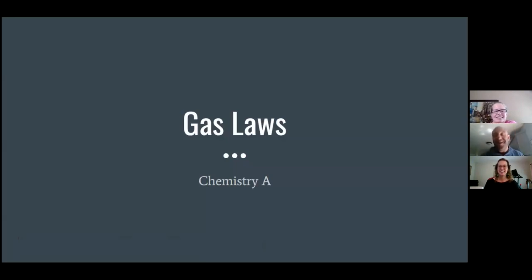Today, we're going to step away from nuclear. I know we've been doing that for the last couple of weeks, and we're going to head into gas laws. You're pretty lucky because if we were in school, we'd be doing a lot of math, but today we're going to be doing a lot of qualitative things with the gas laws. So don't worry about that.